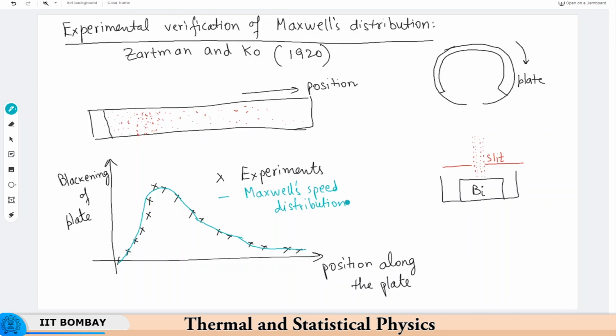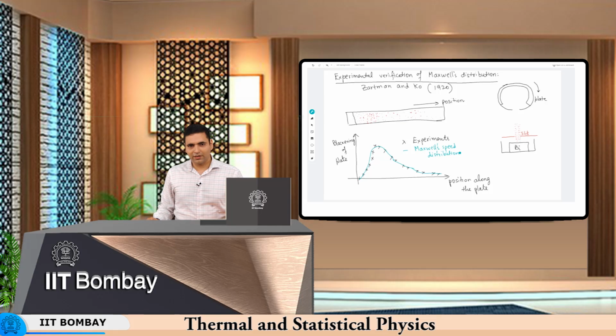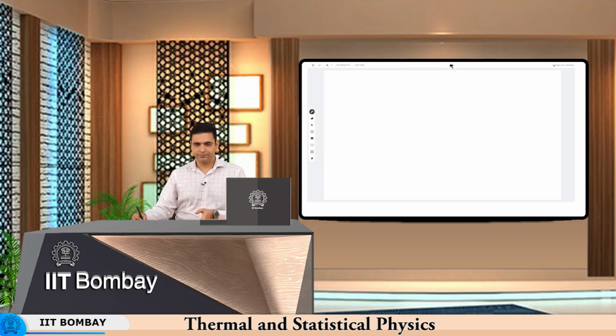So, we will switch gears a little bit, and we will start a relatively different topic, basically just to highlight one thing which we have been ignoring so far. So, let us talk about mean free path of gas molecules. So what is mean free path?